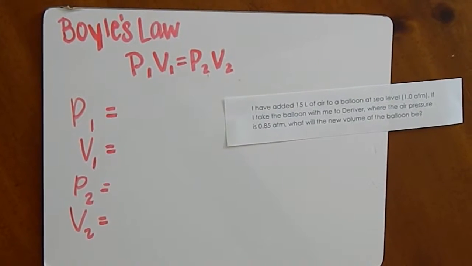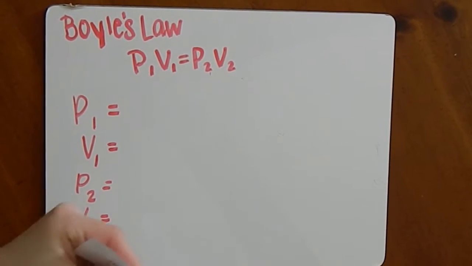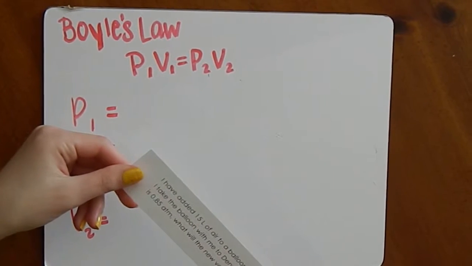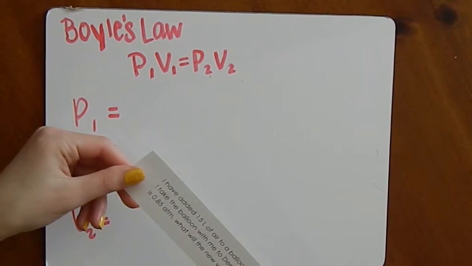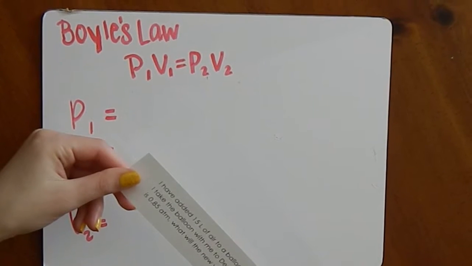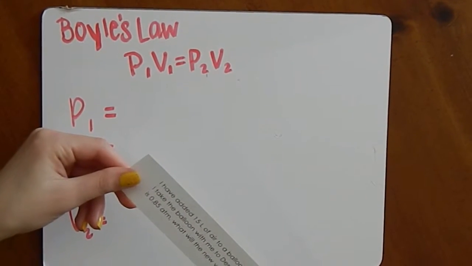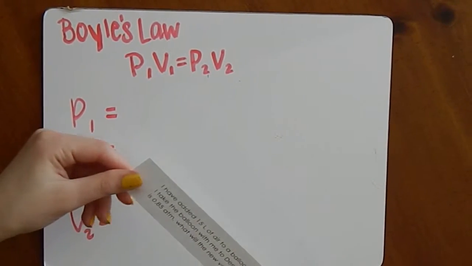In the problem, I have added 15 liters of air to a balloon at sea level, 1.2 atmospheres. If I take the balloon with me to Denver, where the air pressure is 0.85 atmospheres, what will the new volume of the balloon be?